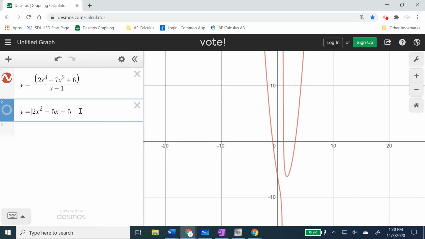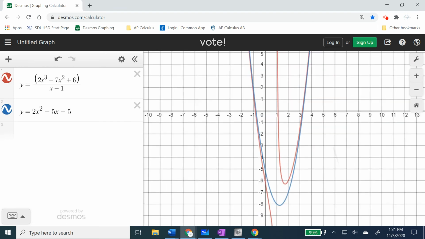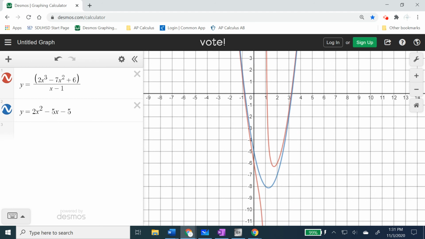And I want you to see something because this is very fascinating. Are you ready? Brace yourselves. Were you expecting that to be quite so similar? Look at that. If I go back and forth between them, look at how similar it is in some places and how different it is when I get too close to what makes that denominator 0.